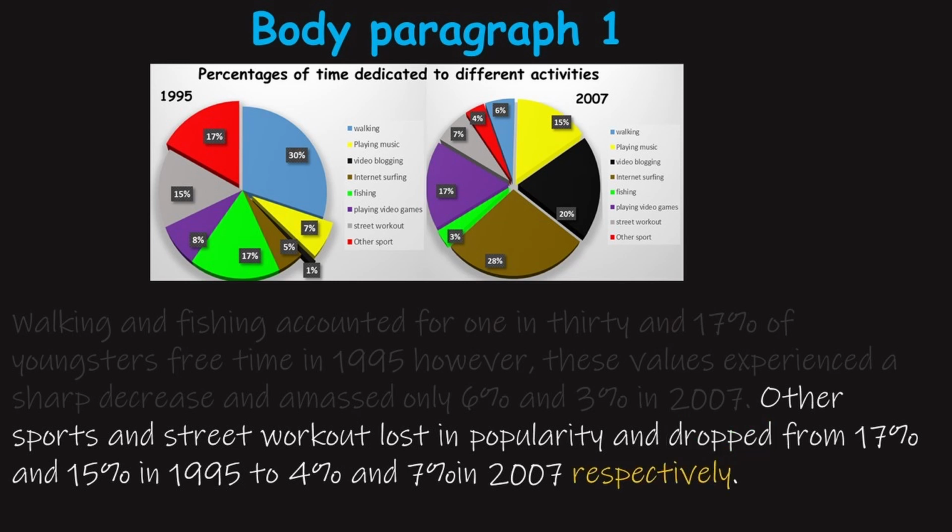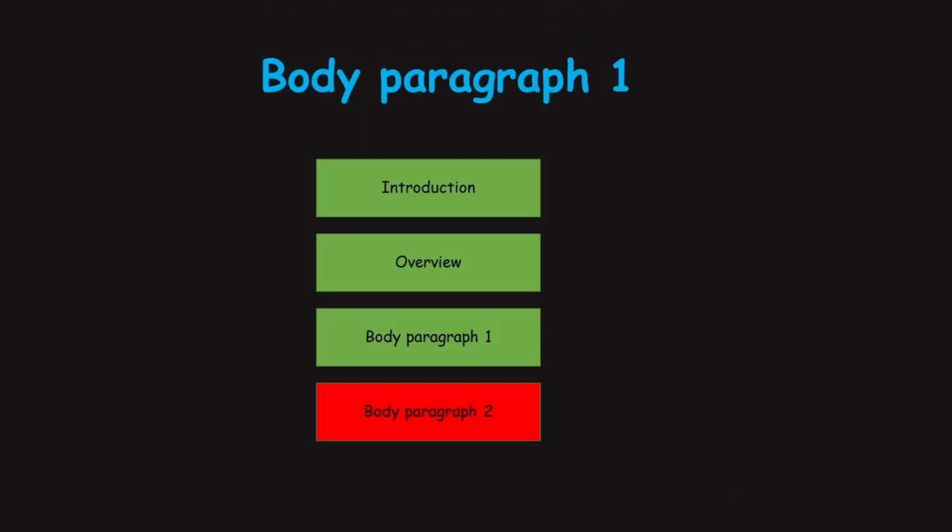The adverb respectively is a commonly used word to show the same order of the values belonging to the activities or names mentioned in a sequential way. Body paragraph 2. Let us consider some additional vocabulary that should be used for writing a body paragraph.